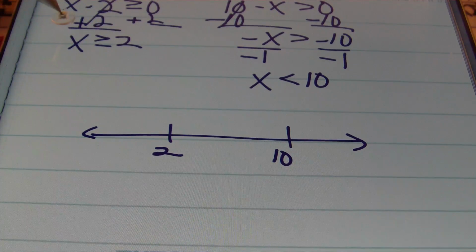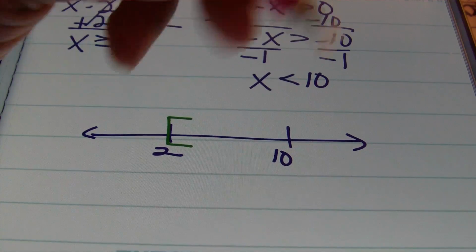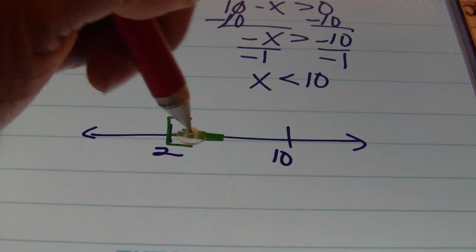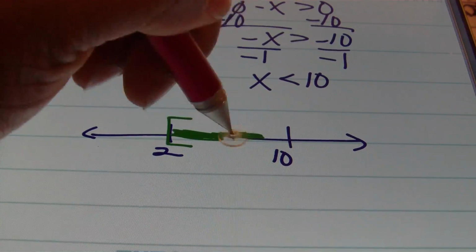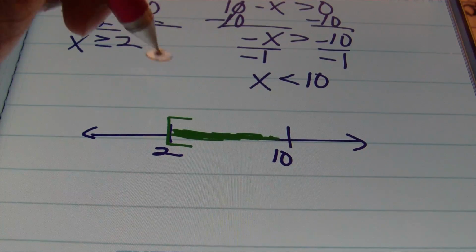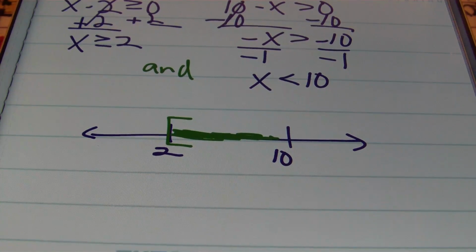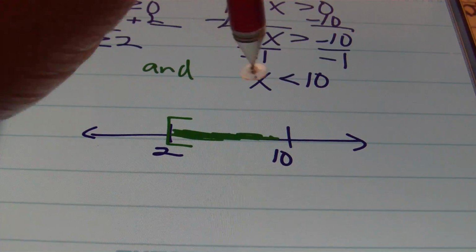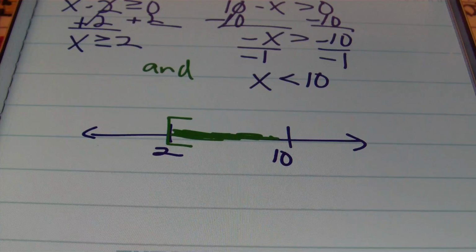Starting from 2, we have x is greater than or equal to 2. So I'm going to use a bracket. Okay. And it's going to be shading to the right. All right. And just in case you were curious, this is an and situation right here. Not only does x have to be greater than or equal to 2, it also has to be less than 10. So this is an and situation, and you want the intersection of both. You want the common solutions from both of these inequalities. That's what we're looking for.